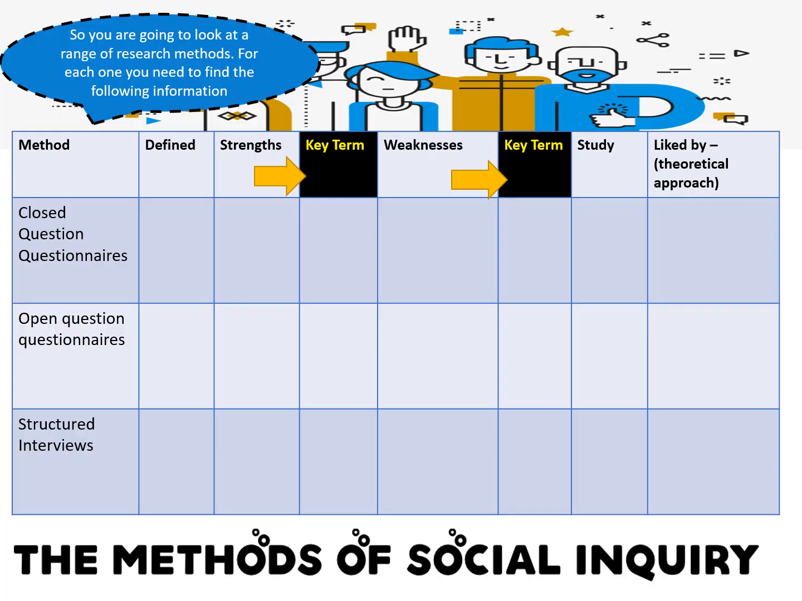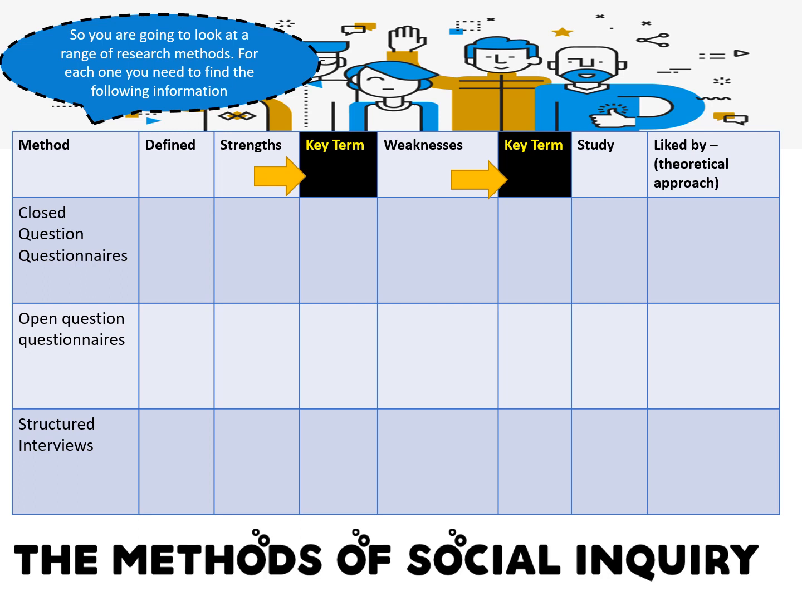Okay, so one of the main tasks that you've got to do over the next week is to compile some notes on research methods. Now, as you can see, I've drawn up a table. Now, this is only part of a table. On the left-hand side, you can see the methods that we're going to be looking at, and we have to define these methods. We also need to look at some of the strengths of the methods, and in yellow, I've put something called key term.